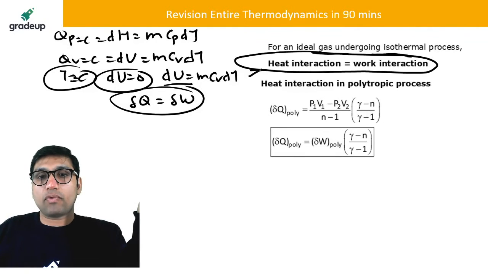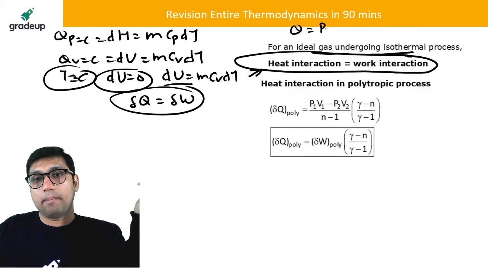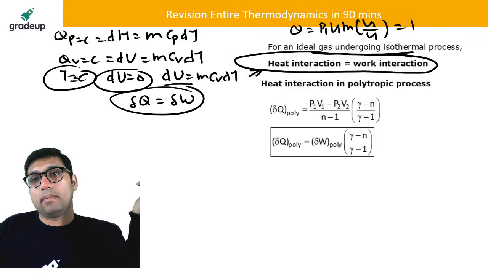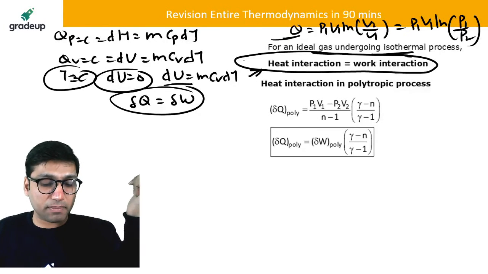Heat interaction is equal to work interaction for isothermal process. So all the formulas for heat interaction will be the same as work interaction. Heat will be equal to P1 V1 log of V2 by V1, which is equal to P1 V1 log of P1 by P2. So you can use this formula for finding the heat in a constant temperature process.